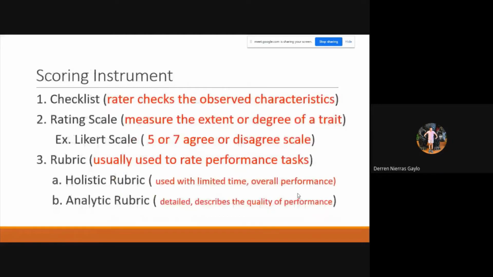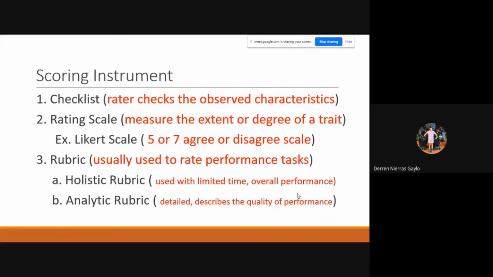We have different types of scoring instrument. One is checklist. The rater checks the observed characteristics. So it's like looking into observed or not observed, and then you check if it's observed. If it's not observed, then you check the not observed, or yes or no. If it's yes, then you check the yes. If it's a no, then you check the no.